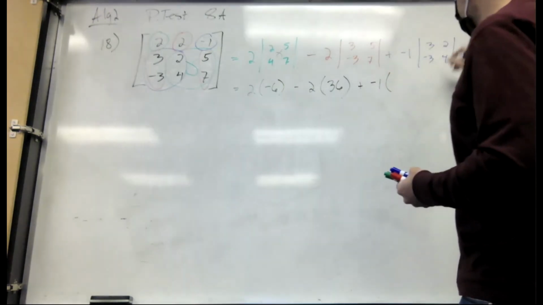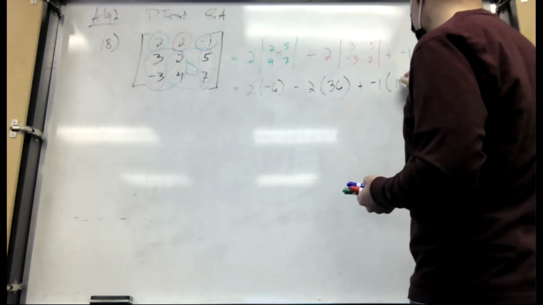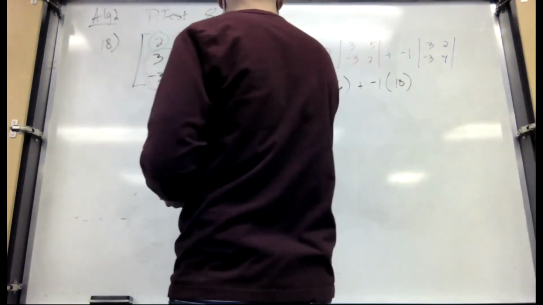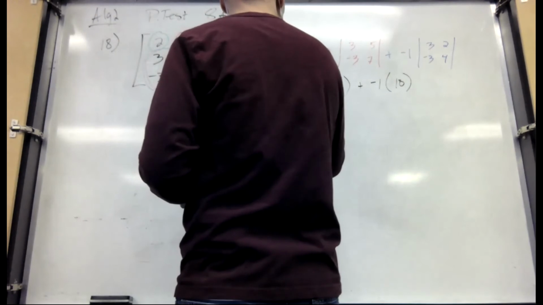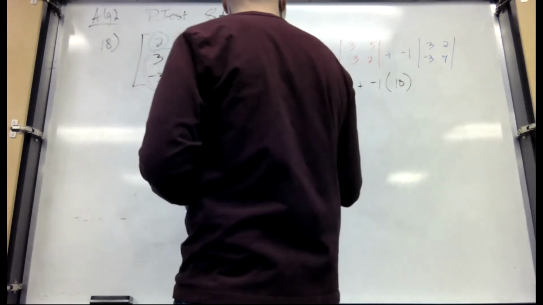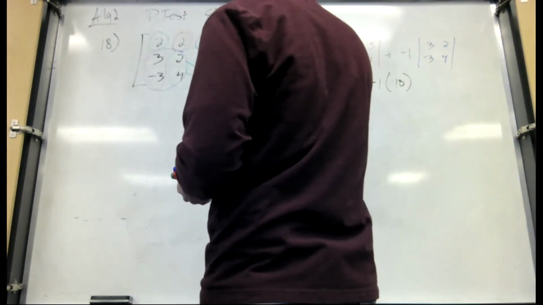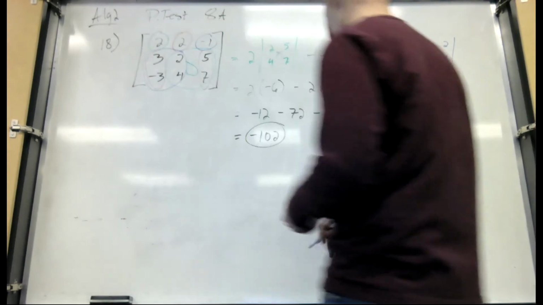And then -1 times 12 minus -6, so 12 plus 6 is 18. So then you're left with -12 minus 72 minus 18. So that's 90, so what is that, -102? Is that what you guys got?